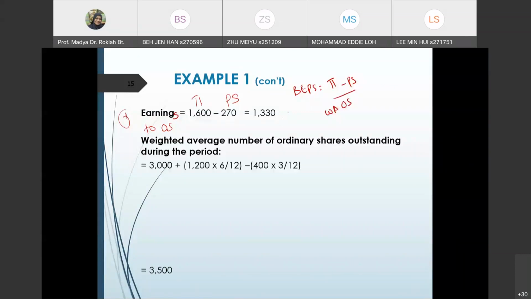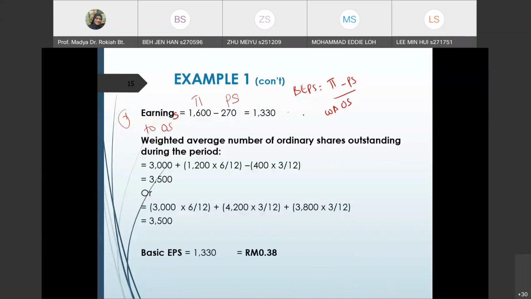Okay, so we have two methods to calculate this one. Let's start with the first one, the weighted average. These are the shares that we have. On 1st of January, we have 3,000. And then on 1st of July, we have another 1,200, a new issue. And then on 1st of October, we have 400, which is a share buyback.